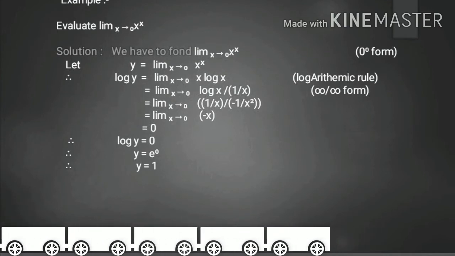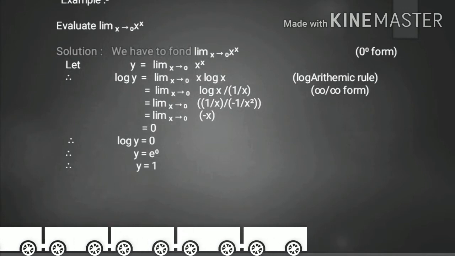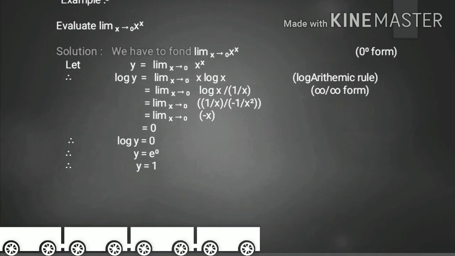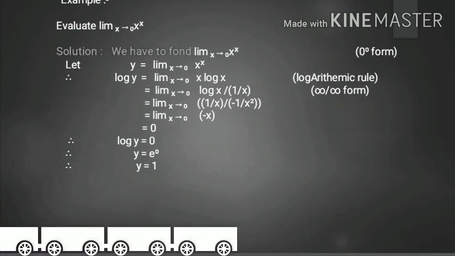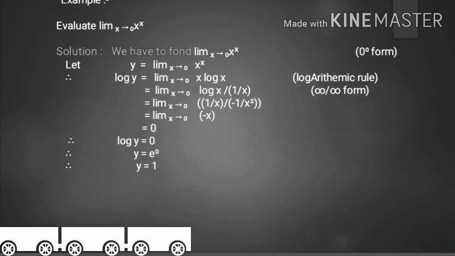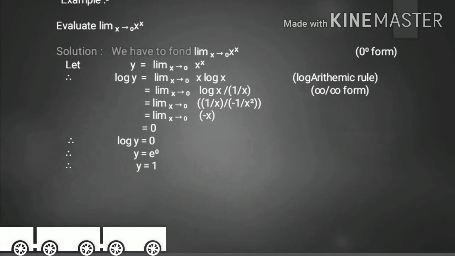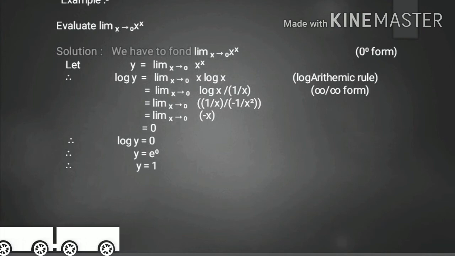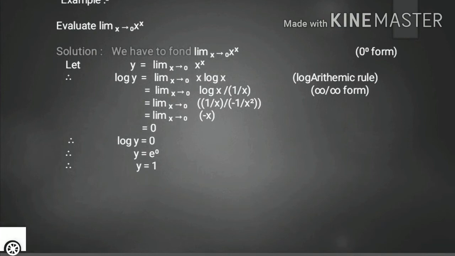This limit is also the limit of f of x upon g of x. Taking derivative of log x is 1 upon x and derivative of 1 upon x is minus 1 upon x square. We can simplify. We get minus x. Limit of minus x as x tends to 0 is 0. Therefore, log of y is equal to 0. Logarithmic function and exponential function are opposite. We want the value of y. Therefore, y is equal to e raised to 0, which is 1. E raised to 0 is 1.